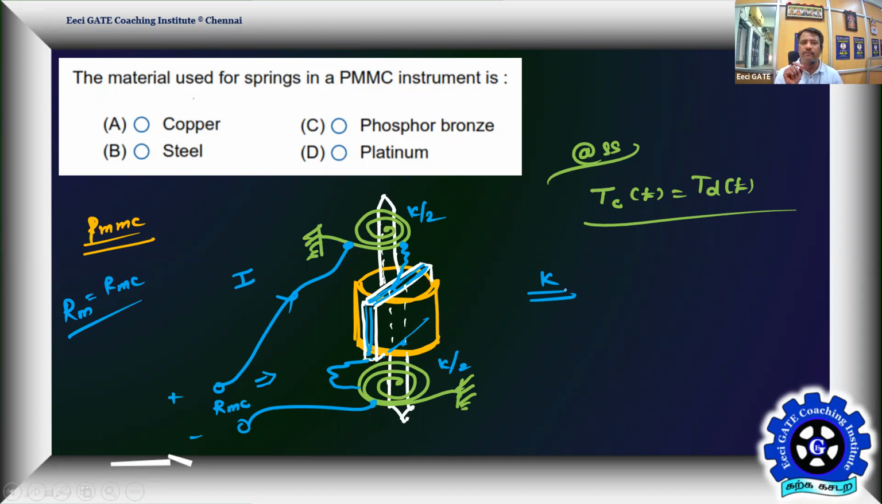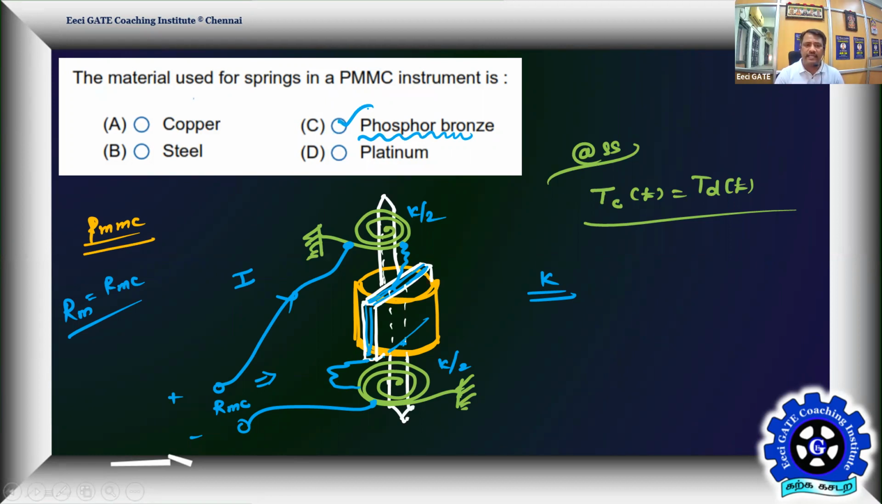So when they are passing the current through the moving coil, they should be made up of a material offering very low resistance. The resistance offered by the springs for the entire instrument should be very small. So we are looking for an alloy. That alloy we call Phosphor bronze. That's the material we use for making springs.